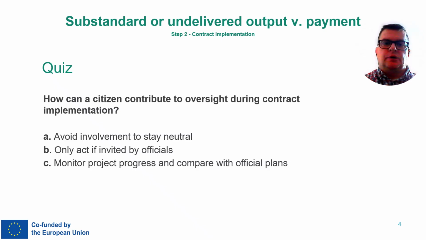The correct answer is answer C. Why? Active civic engagement is essential for transparency, and by comparing actual progress with official plans, citizens can detect discrepancies early. This vigilance strengthens democratic oversight and deters corrupt practices.